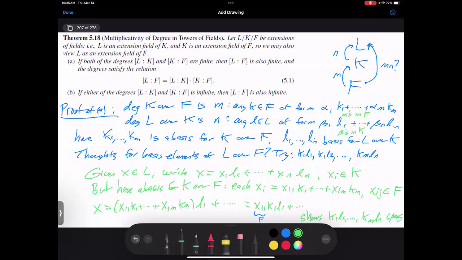So before we move to linear independence, I want to make sure everybody understands this because this is the key part. And if you're having trouble here, the people who are watching this at home are probably going to have trouble as well. So if anything is not clear, speak up. It's a two-step process. We first write anything in L in terms of its basis, and the coefficients are going to be in K. Well, we have a basis for K in terms of F, so we can expand those out. So is everybody okay with the two-step process?